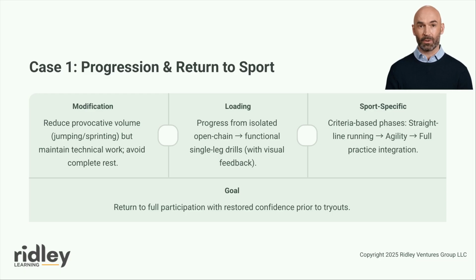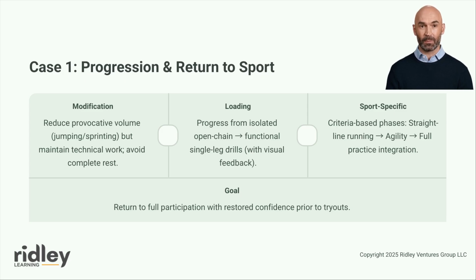Treatment progression follows principles of gradual loading based on symptom response. Exercise intensity increases as tolerance permits, progressing from isolated open-chain exercises to integrated closed-chain movements. Single-leg exercises including step-ups, single-leg squats, and lunges challenge neuromuscular control in positions that more closely replicate athletic demands. Visual feedback using a mirror helps the patient maintain proper alignment and reduces dynamic valgus during these challenging exercises.